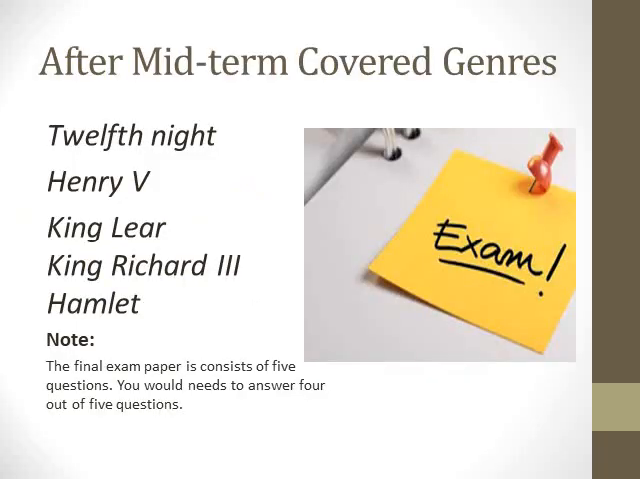Okay, after the midterm exam, we have covered 5 genres, namely Twelfth Night, Henry V, King Lear, King Richard III, and Hamlet. All of those genres are written by William Shakespeare, and these are the genres that would be a part of your exam. So it is necessary to note that the final exam consists of 5 questions. You would need to answer 4 out of 5 questions.